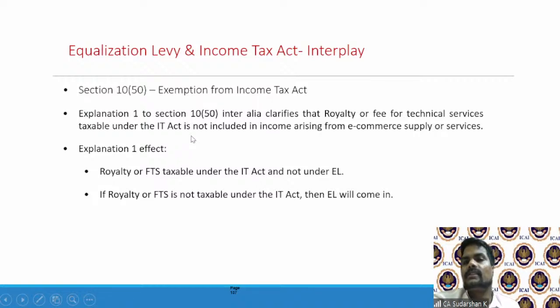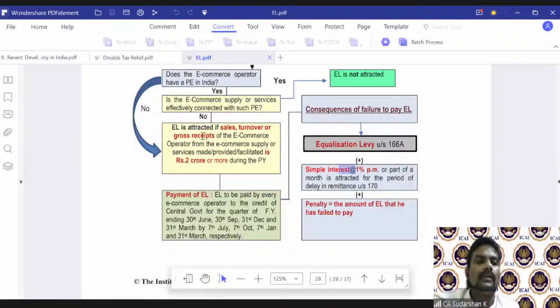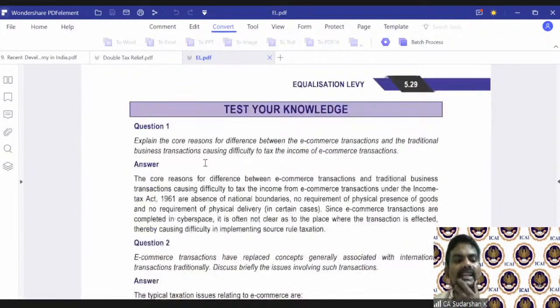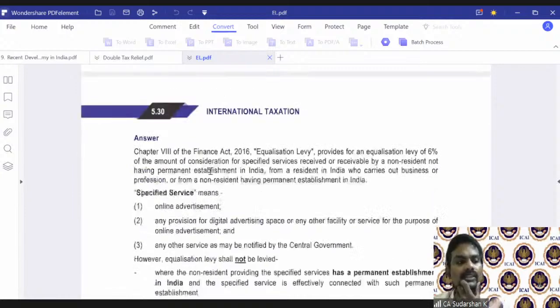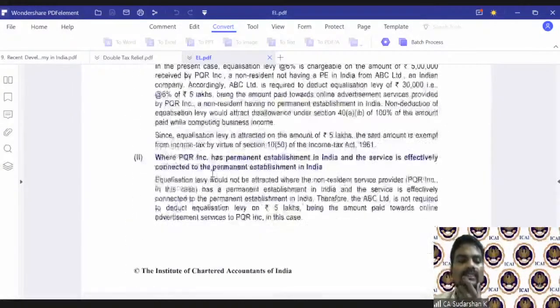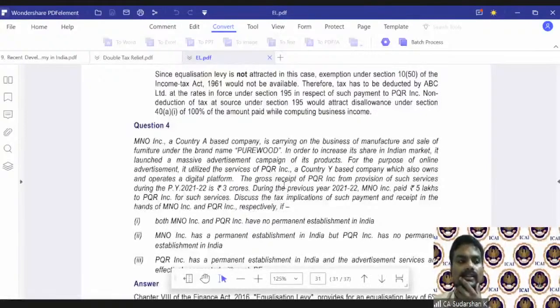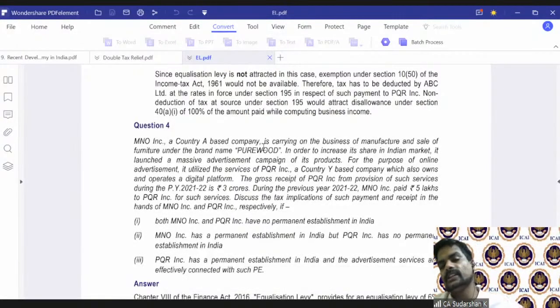So this concludes equalization levy coming as part of the Finance Act, and I would strongly suggest you have a look at the illustrations questions, which are more or less similar to whatever we have discussed in the practice questions. You can have a look at it during the weekend. So this will strengthen your equalization levy concepts.